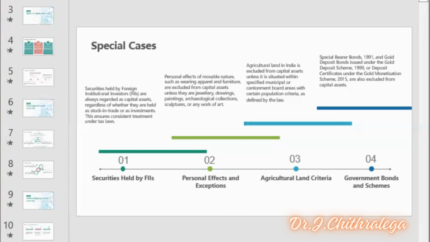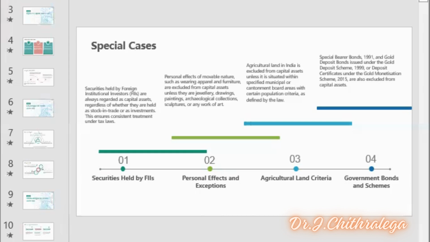And special bearer bond 1991 is also a capital asset. And gold deposit bonds, which are issued under the Gold Deposit Scheme 1999, and deposit certificates which are issued under the Gold Monetization Scheme, these all are also capital assets. And it could even be the 7% gold bond 1980, that is also a capital asset. National gold bond 1980 is also a capital asset. Then gold deposit bonds 1999 and deposit certificates are also capital assets.